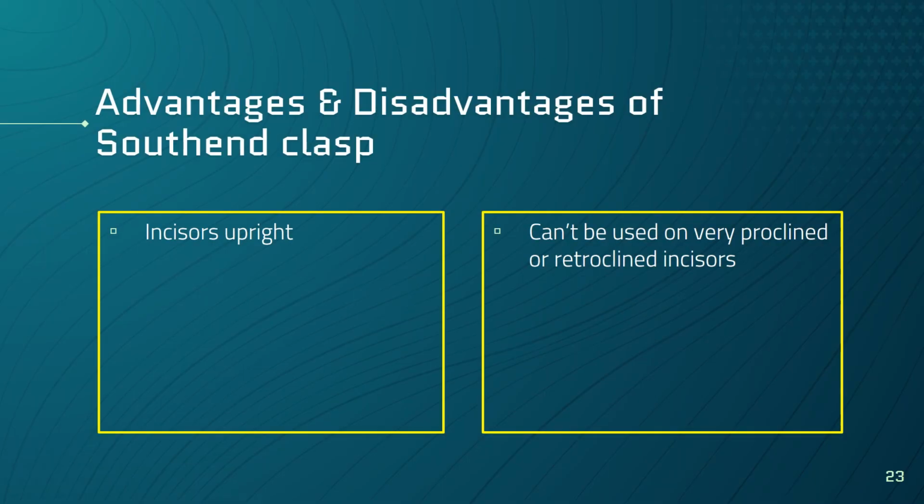Now, the Southend clasp is advantageous when used on incisors which are upright. The disadvantage is it can't be used on very proclined or retroclined incisors.